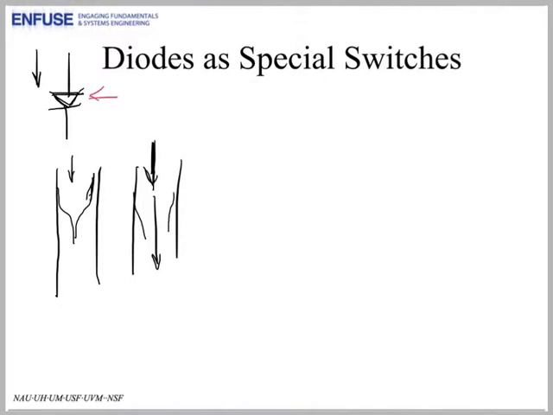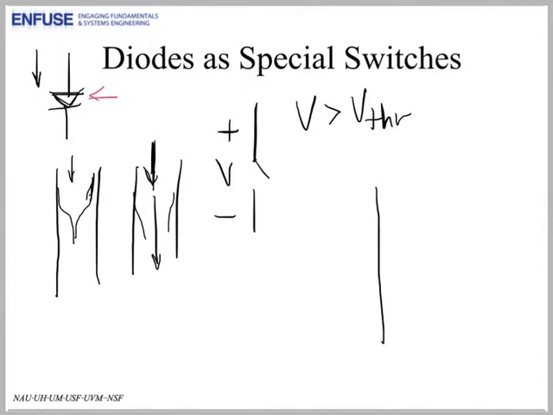The diode switches on or allows current to flow when there is sufficient voltage across it. So we can think of it as a special switch with a potential across it, a voltage, and the switch closes if that voltage gets greater than a certain number. We can call it a threshold voltage. Let's plot how this works using something called an IV curve or an IV characteristic.